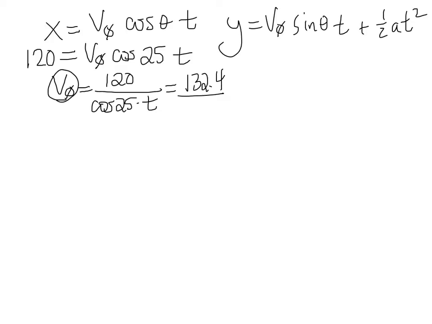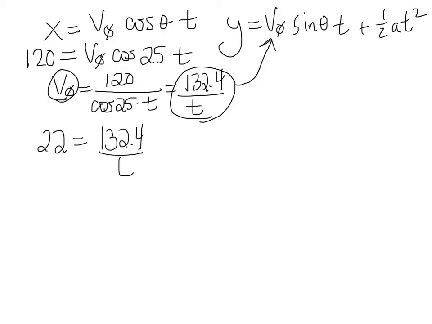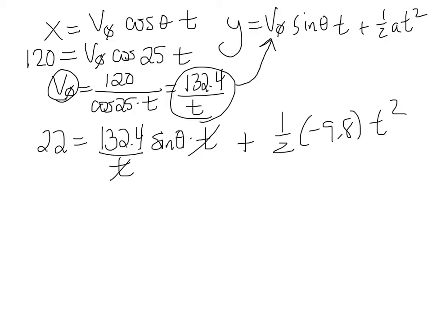And please, by all means, verify that for yourself. And then I'm going to take that value and plug it in here. So I'm going to bring this down here. I'm going to say that y, I know that the height is 22. I'm going to plug this in for v sub naught, times sine of theta. I guess I should have put 25 in there, but that's all right. It's t. The t's will cancel in that. And we're going to have 1/2 t squared.